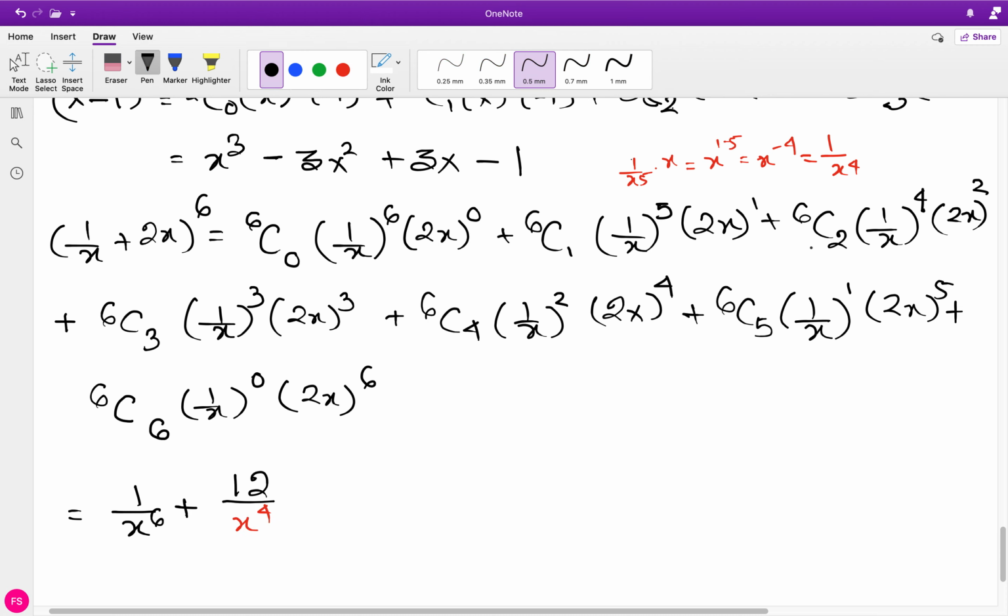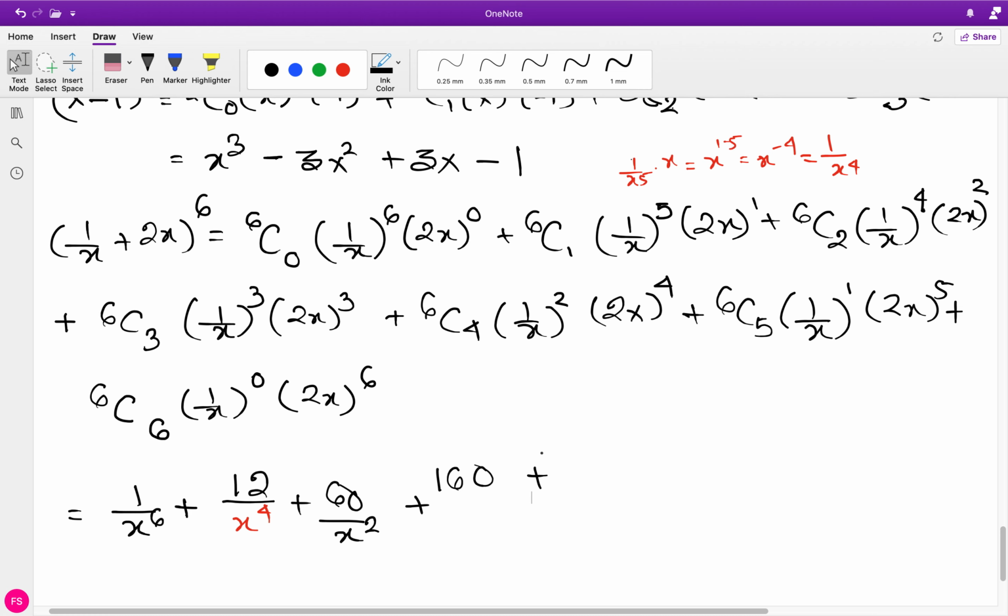Okay, then for this term, 6c2 is 15. 15 times 4 will give you 60. And then for the x, you have 2 up there, 4 down there. 2 minus 4 is -2. That means you are going to have x squared here. Plus 6c3 will give you 20. 20 times 8 will give you 160. This will just be 160. You will not have x because x to the power of 3, x to the power of 3, they cancel out each other. Plus 6c4.